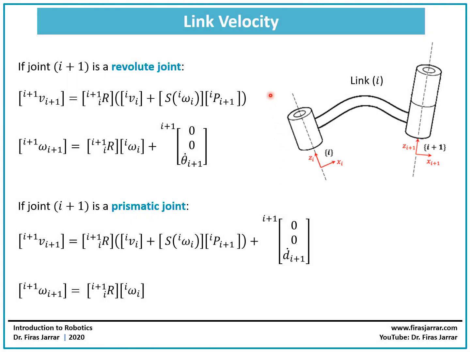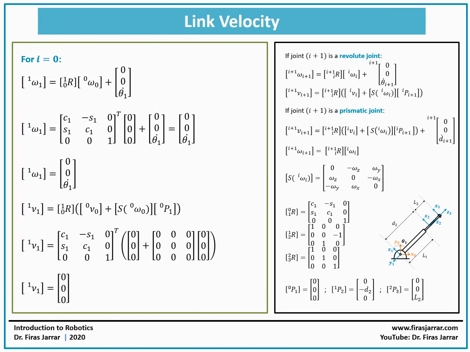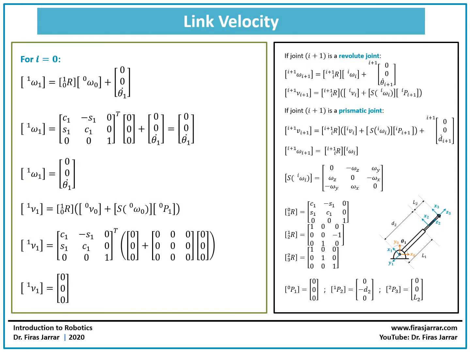These are the formulas. These two equations, again, are for where we have a revolute joint. In case we have a prismatic joint, we need to use these two equations. So we'll proceed with the solution in a similar fashion as we did before.